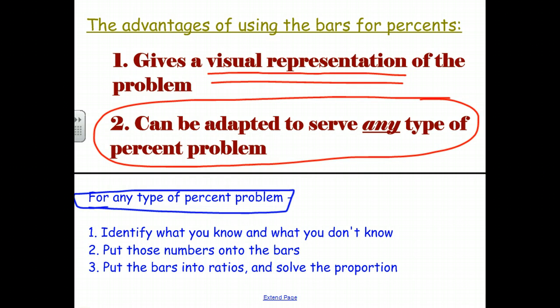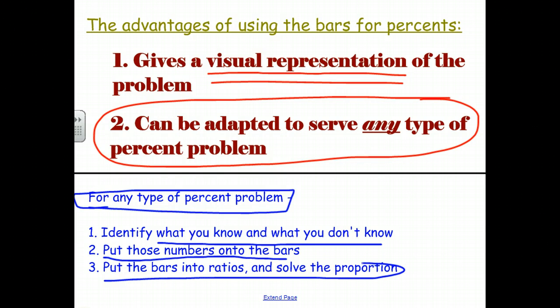And so for any percent problem then, this is the actual strategy for using it. You're going to identify what you know and what you don't, because it's very important. You put those numbers and unknowns onto the bars. Then putting those bars into ratios in the same orientation gives you a proportion that you can solve with cross products that will give you the answer to your percent problem.